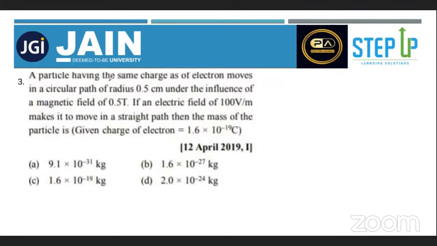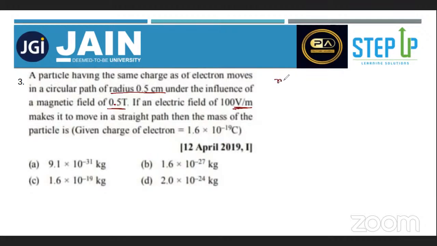Let's see the question. A particle having the same charge as that of an electron moves in a circular path of radius 0.5 centimeter under the influence of a magnetic field of 0.5 Tesla, and an electric field of 100 volts per meter thus makes it move in a straight path. What will be the mass of the particle?